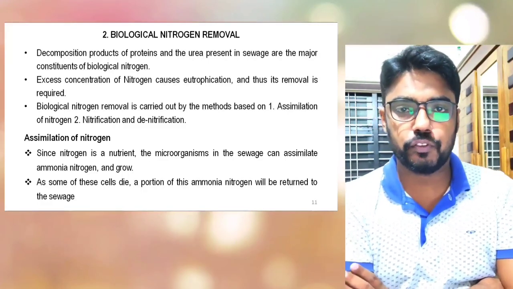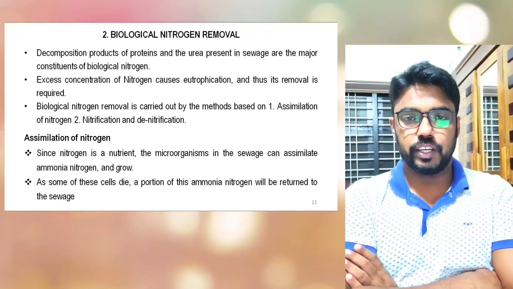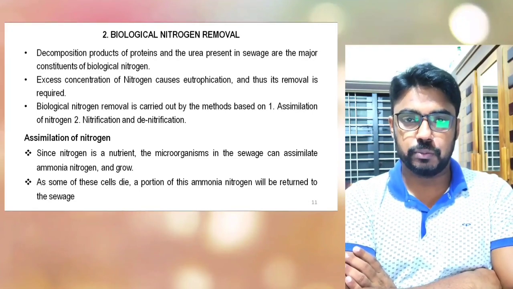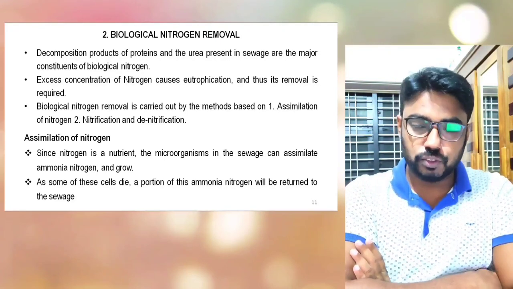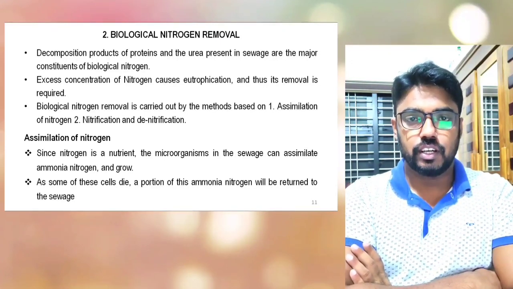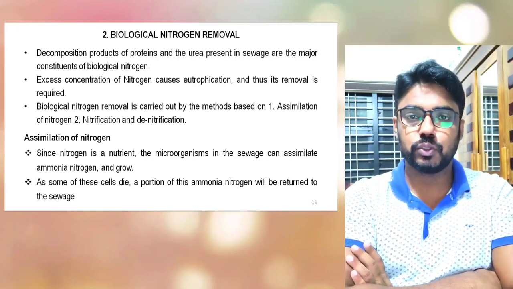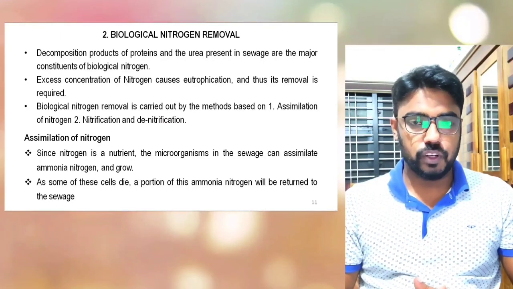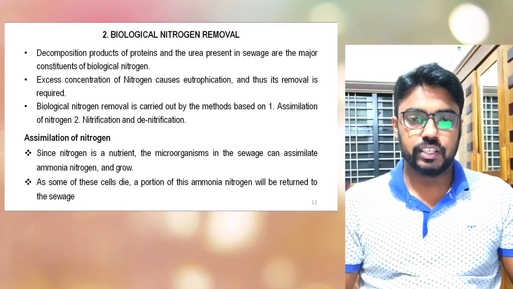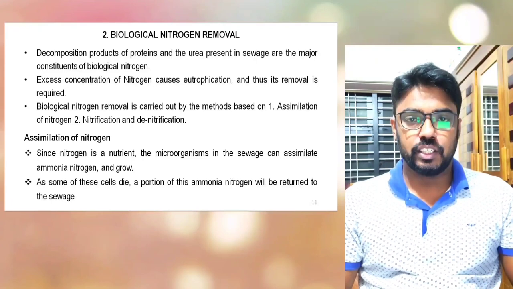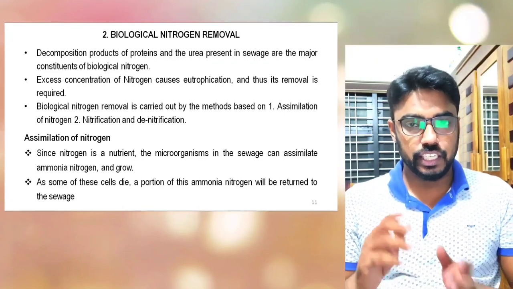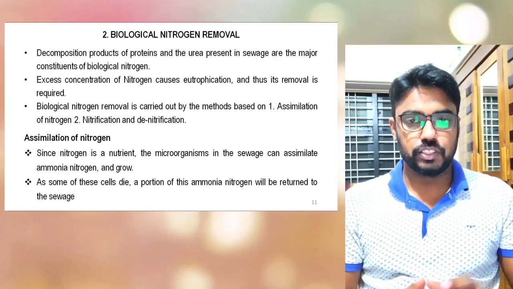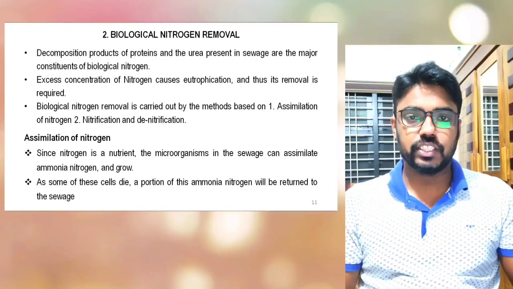The next process in the tertiary treatment of wastewater is biological nitrogen removal. Decomposition products of protein and urea are the major constituents of nitrogen present in wastewater. The excess concentration of this nitrogen causes eutrophication. That's why it's essential to remove this nitrogen from the wastewater. Biological nitrogen removal is carried out by two methods: nitrogen assimilation, and nitrification and denitrification.